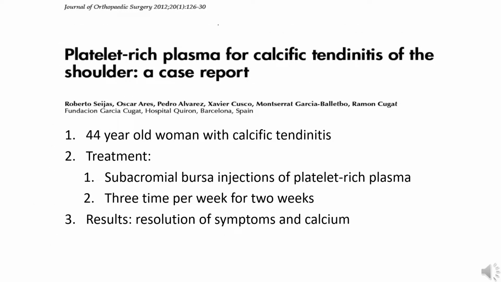Is there a role for platelet-rich plasma in the treatment of calcific tendinitis of the shoulder? A case report of a 44-year-old woman who was treated with a series of 6 PRP injections, 3 times per week for a period of 2 weeks into the subacromial bursa, did have improvement. However, whether this occurred as a result of the injection or the normal resolution of the calcium remains undetermined.